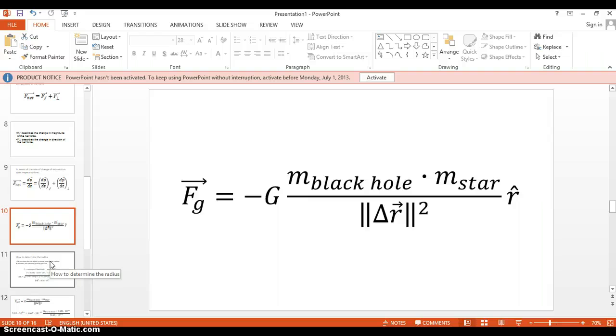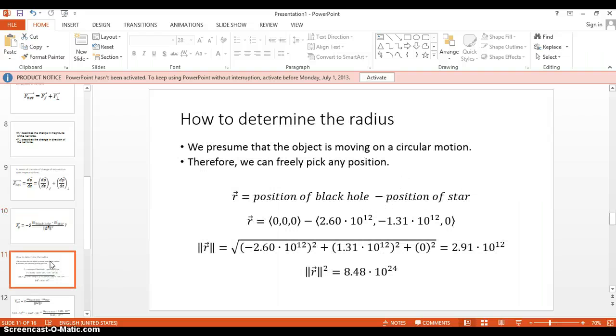At first, we will need to determine the radius, and we will presume that the object is moving on circular positions. Therefore, we can freely pick any position as the radius, which is the distance between the position of the black hole and the position of the star, and it will always be equal. And this is the value we will obtain for the square of it.